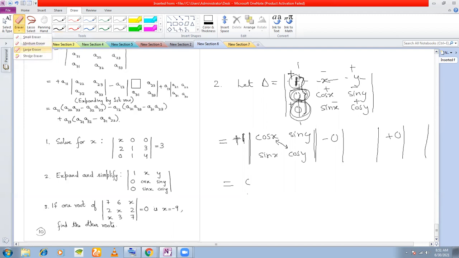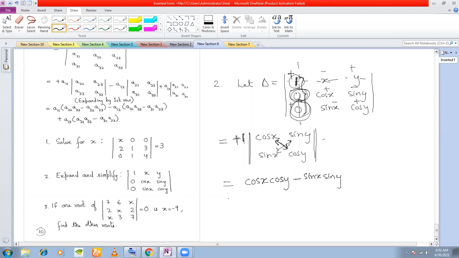Okay. So now what we are going to do here is multiply these two to get cos x cos y minus the product of these two, sin x sin y. And from compound angle, you know, this is cos(x plus y). And that is the value. Okay. I hope this is clear.